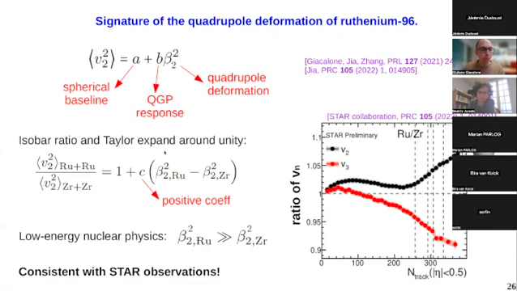Now, if you look at low energy nuclear physics knowledge, it is clear that ruthenium should have a larger deformation than zirconium. And this is precisely consistent with what is observed by STAR, which is an enhancement of the elliptic flow in ruthenium-ruthenium collisions, so this numerator, compared to the zirconium collisions, because zirconium nuclei are very, very spherical in the ground state.